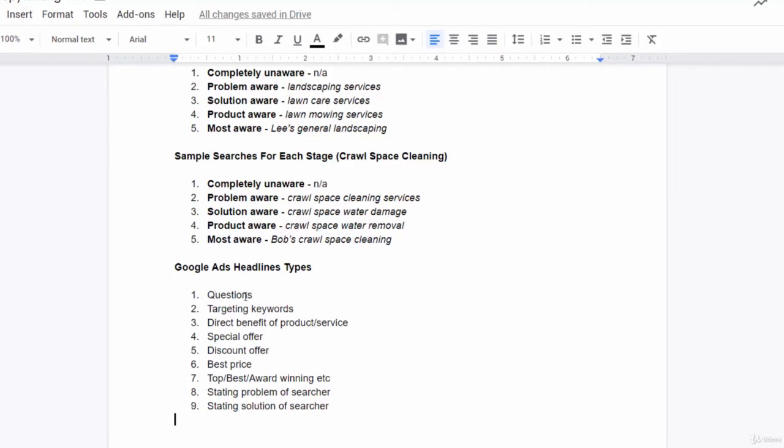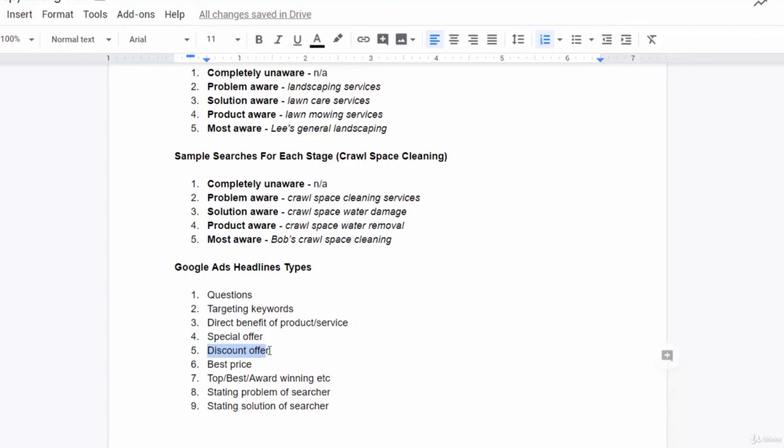If we look at questions, for example, let's say we were running an ad for crawl space cleaning. We would say, hey, do you need crawl space cleaning services? And then target keywords. This is literally just putting the keywords into the ad. Crawl space cleaning services, crawl space cleaning pros. And then the direct benefit here with crawl spaces, they typically get a bad smell if there are rodents down there. So get rid of that bad smell once and for all. And then there's a special offer here. Let's say we have a special promotion or something like that that's going on at that particular time.